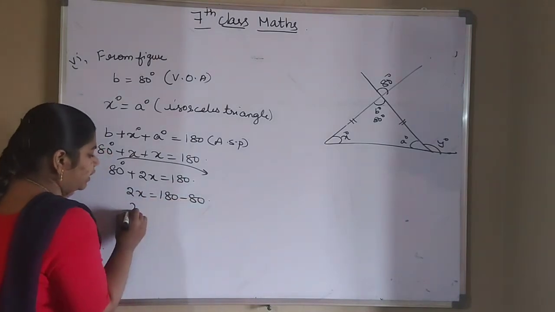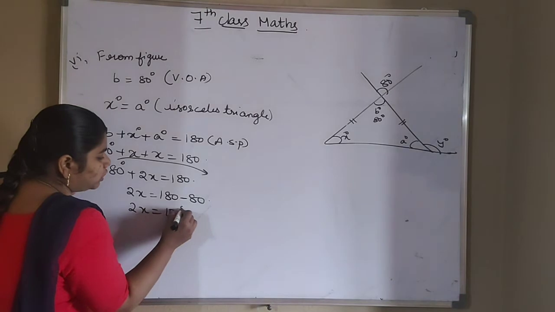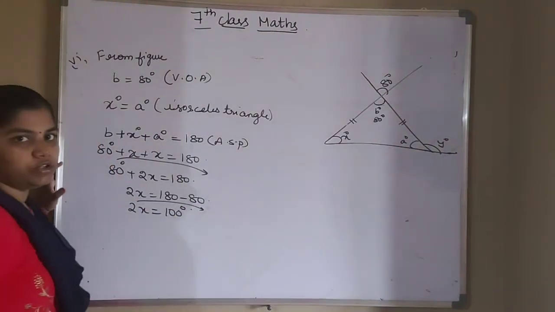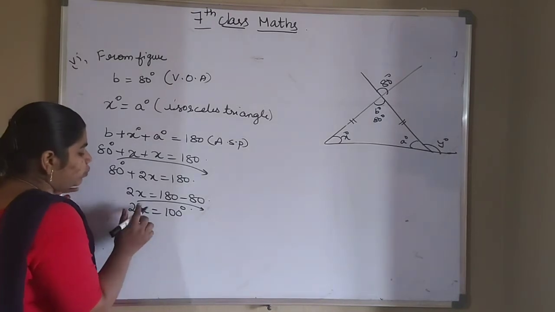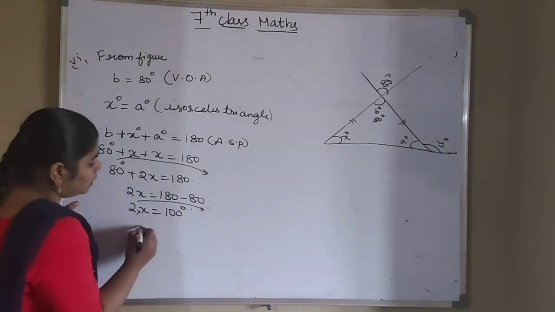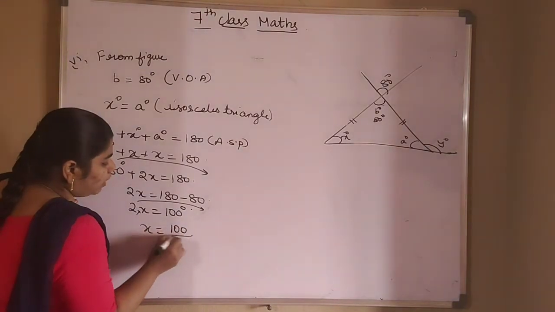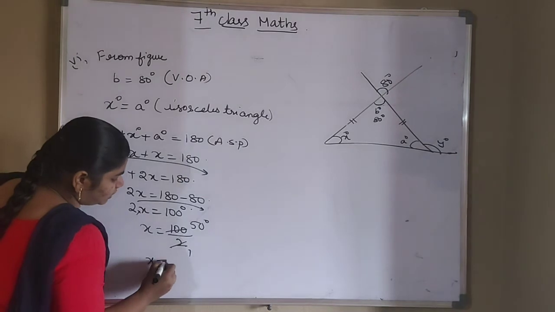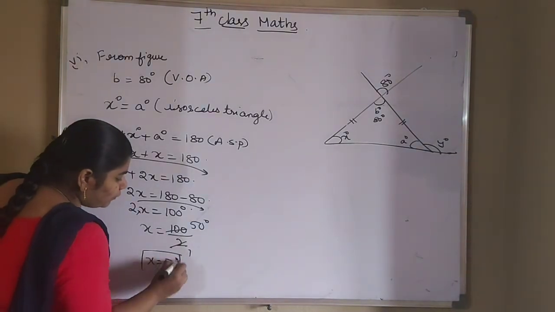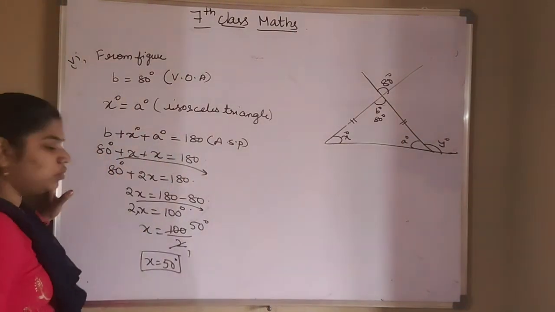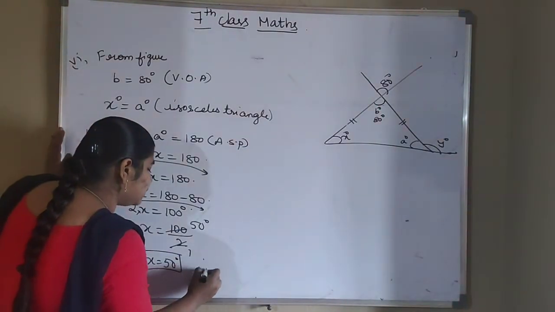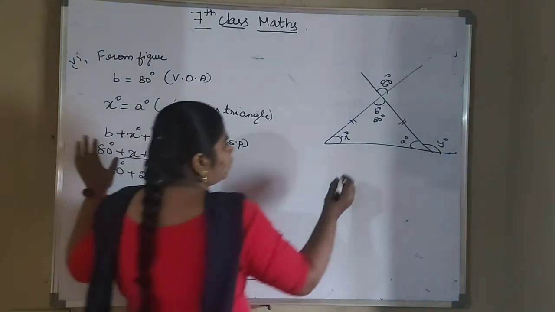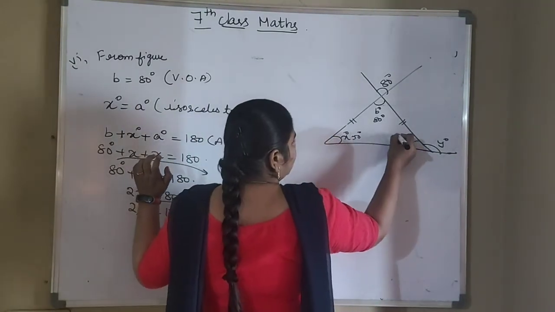180 minus 80, 2x will be equal to how much? 100 degrees. So if I transpose this 2 to the other side, that will be converted into division, because the relation between 2 and x is multiplication. So x will be equal to 100 by 2, which is 50. So what is the x value? The x value you got is 50. x is nothing but a also, no? So x is 50 as well as a will be equal to 50. So you got here also 50, here also 50.